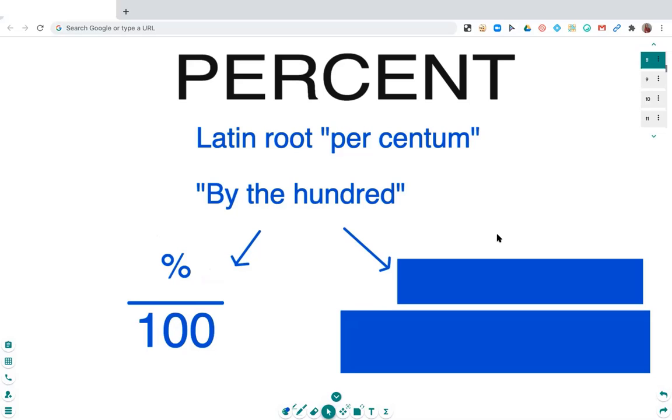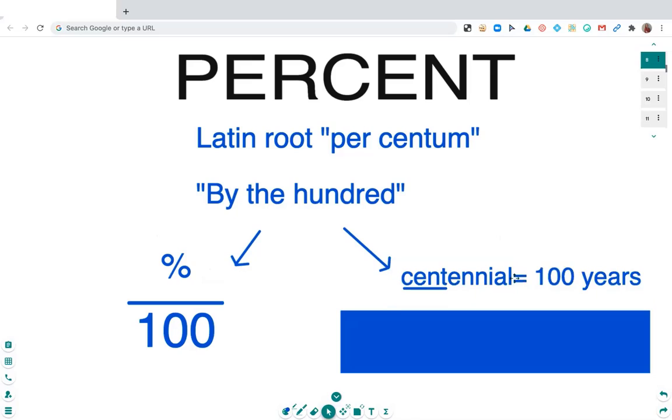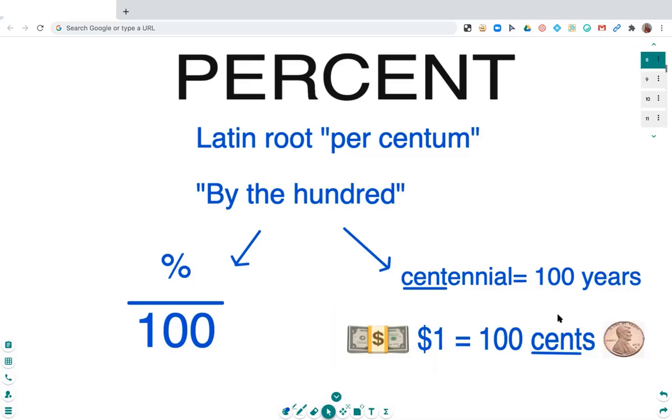Well, if we tie it to some other words that we know that have the word cent in them, for example, centennial is 100 years. We could also think of money, such as 100 cents. We know it takes 100 cents or 100 pennies to make $1. So those are two good examples that will help you remember what percent means.